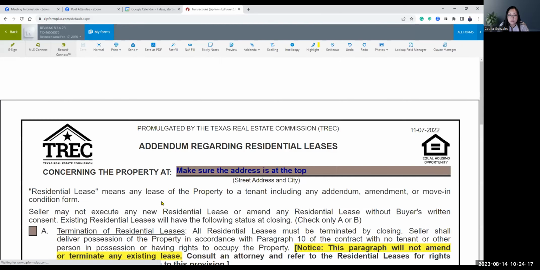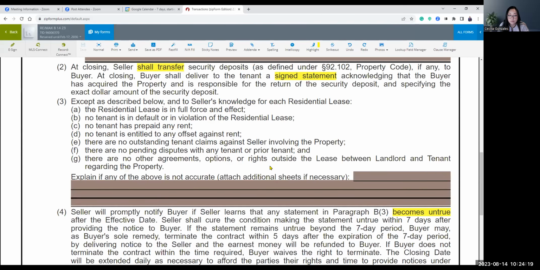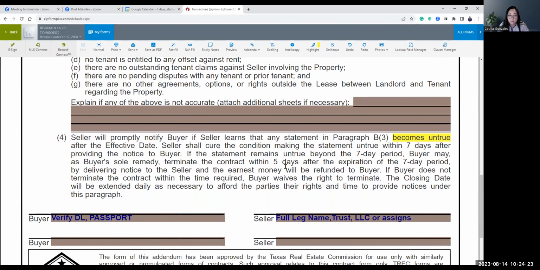So we attach the estoppel certificate? Or the addendum? The residential tenant estoppel certificate. For what? Is that what it says?